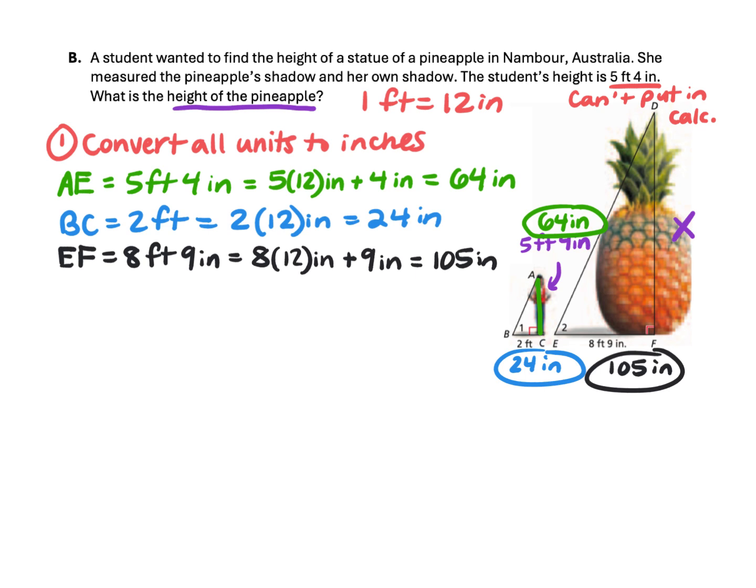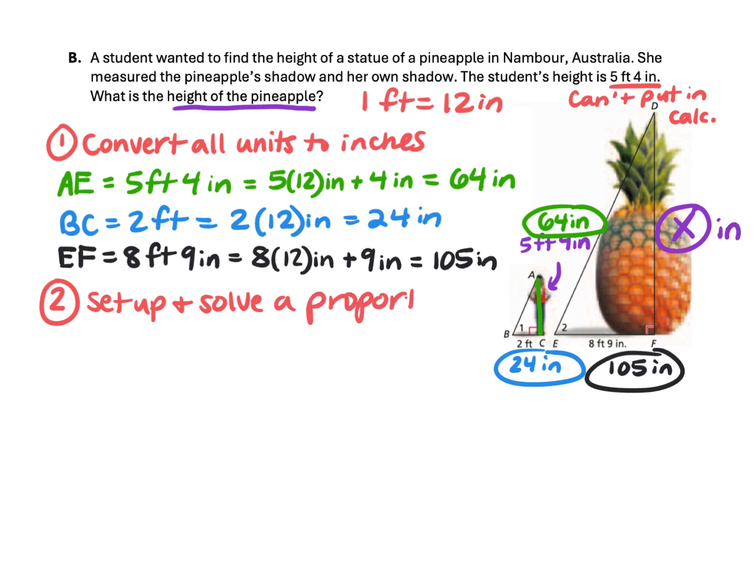And now we just need to figure out how many inches tall our pineapple is. So the second step, now that we've made our conversions, is to set up and solve a proportion. There are a lot of different ways that we can write our proportion. As long as we follow the same pattern each time, it'll work. I like to just go height to height and shadow to shadow. So I'm going to go from left to right here. Let's see if we can find a color that shows up better. Let's go red. So I have 64 inches over X inches. The top is the person, and the bottom is the pineapple.